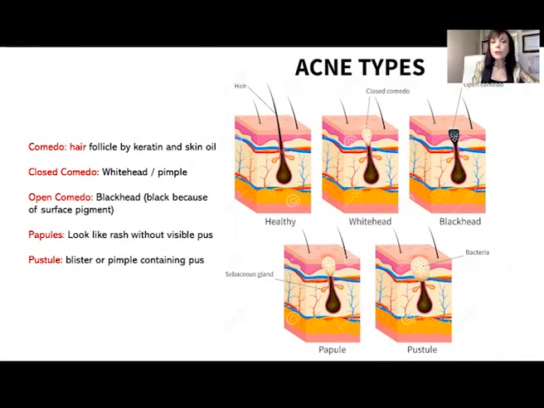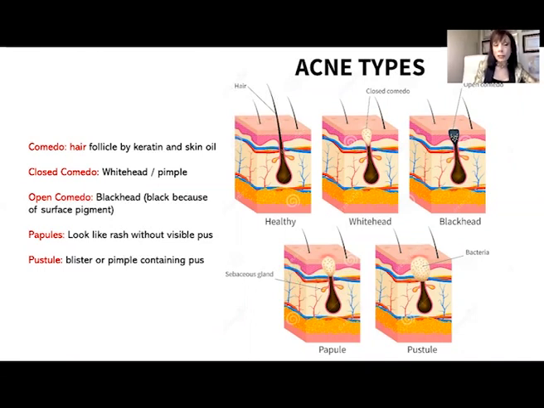There are different types of acne. Here you see healthy skin. Then here you see the whitehead, the blackhead. This is what a papule looks like and a pustule looks like. Papules look like a rash without visible pus. Pustules are blisters or pimples containing pus.